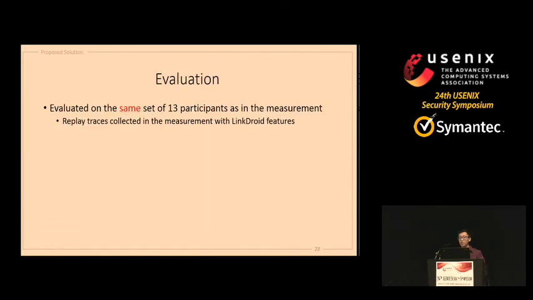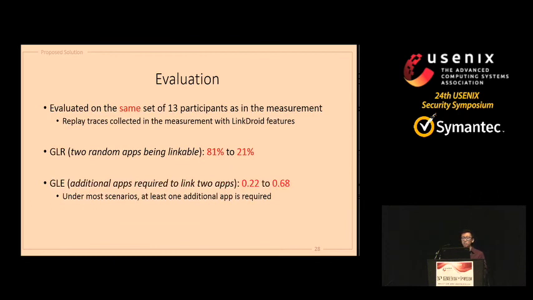We evaluate LinkDroid on the same set of 13 participants as in our measurement, and this is done by replaying the traces we collected in our measurement, adding the LinkDroid features, then asking users to respond to it. We found that the probability of 2 random apps being linkable dropped from 81% to 21%. And the additional apps required to link 2 apps increased from 0.22 to 0.68. This means under most scenarios, an adversary needs to control at least 1 additional app to link information in 2 apps. And we also find that apps directly linkable to Facebook dropped from 86% to 18%.